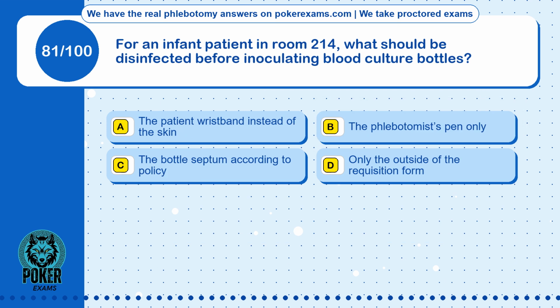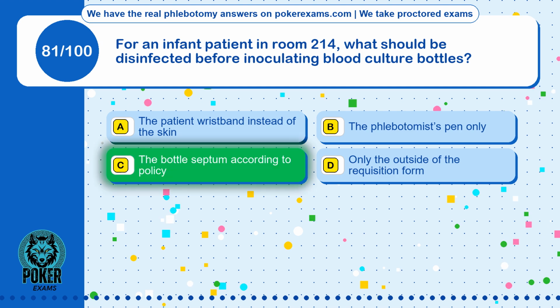Question 81. For an infant patient in room 214, what should be disinfected before inoculating blood culture bottles? Option A. The patient wristband instead of the skin. Option B. The phlebotomist's pen only. Option C. The bottle septum according to policy. Option D. Only the outside of the requisition form.